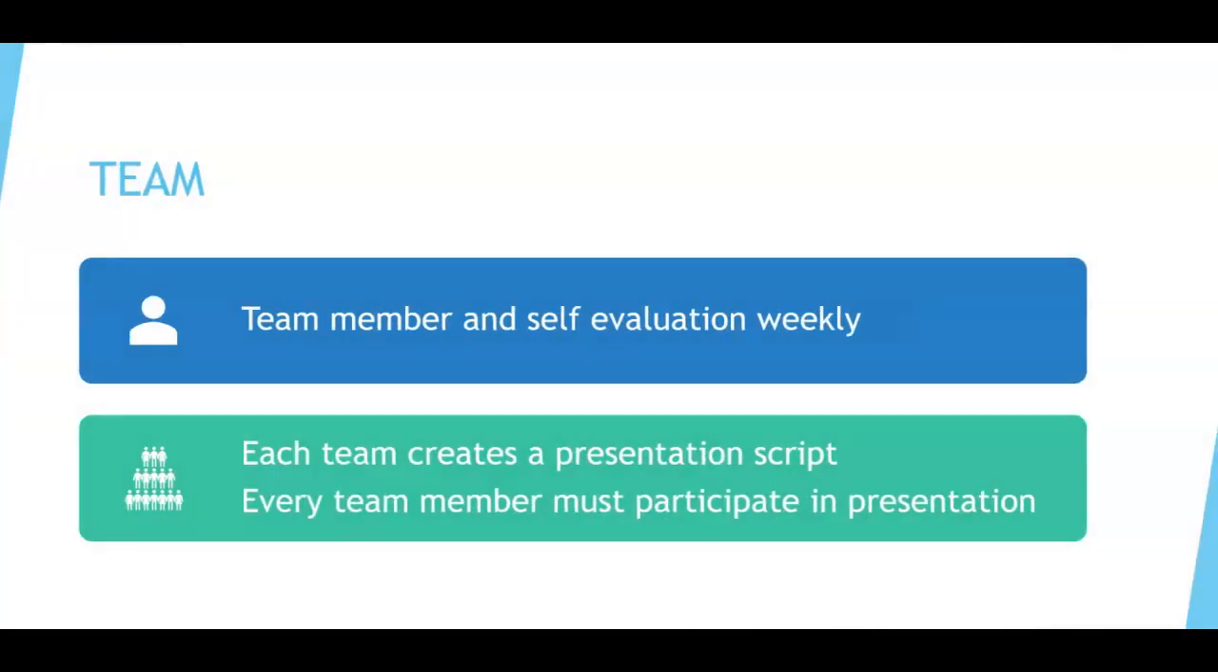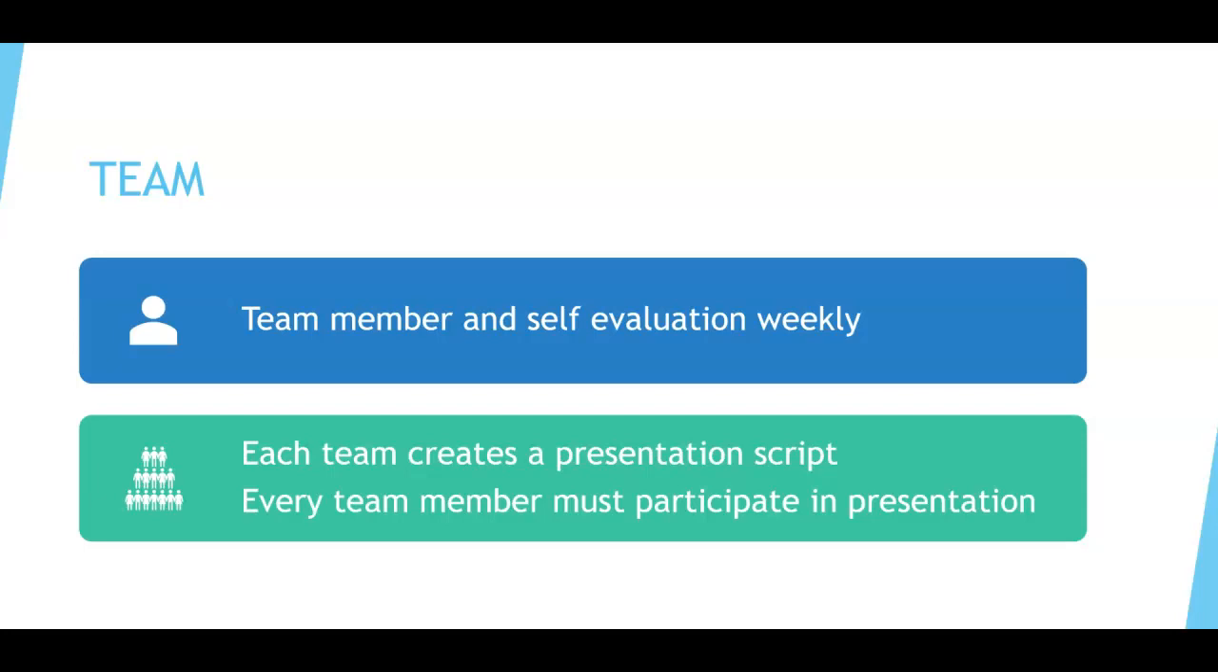Now this is basically how I wanted the teams to work together. Each team member self-evaluates. So they evaluate themselves and they evaluate the members of their team. And then we come together, I as a teacher would meet with them and discuss how they're working together and if we needed to make any changes.